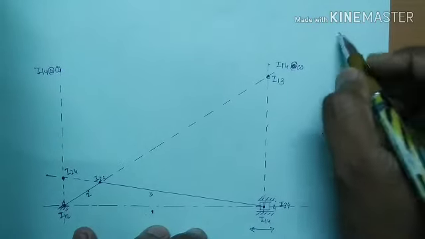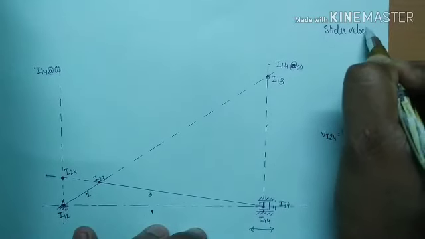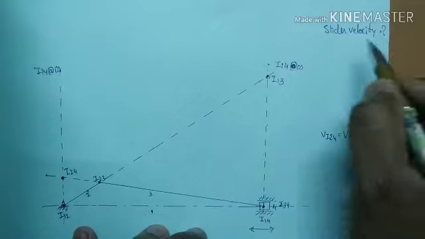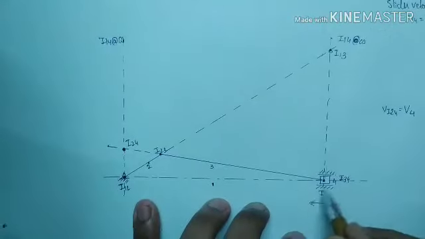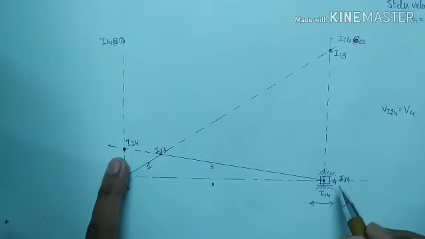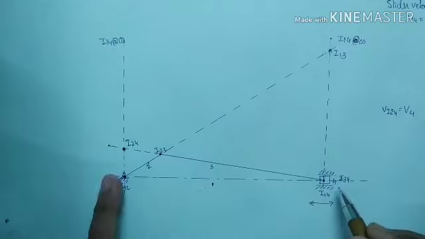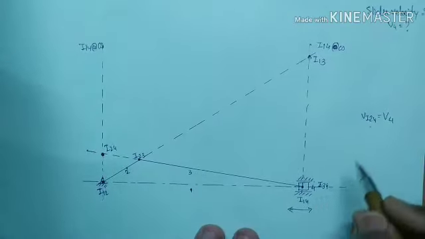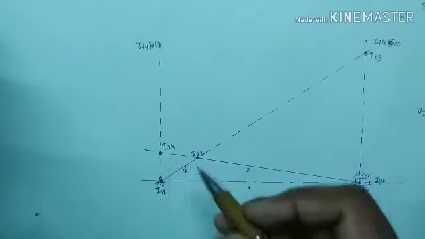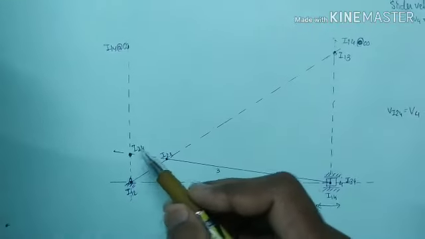As we have to find out the slider velocity, that is V4, and as the slider movement is horizontal, we have to consider I24, which will give the velocity of the slider, because I24 lies on link 4. So for I24, we first have to find out the velocity of it.